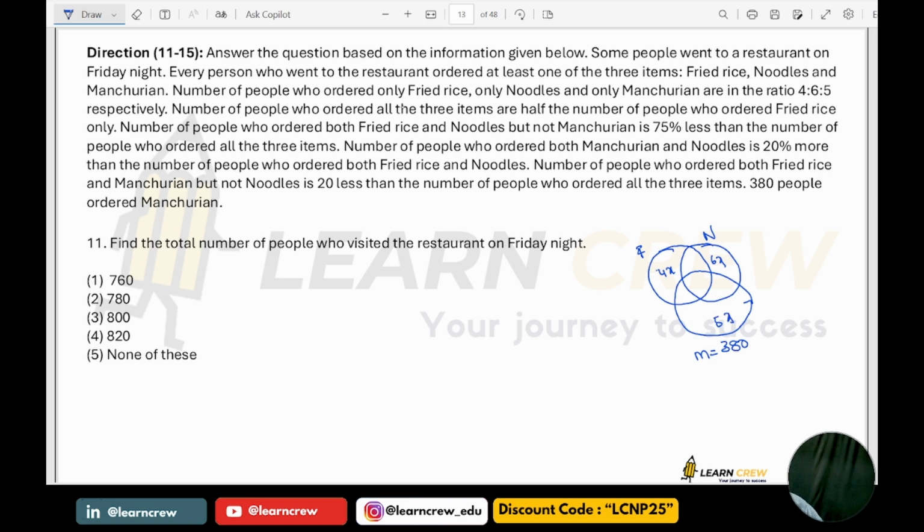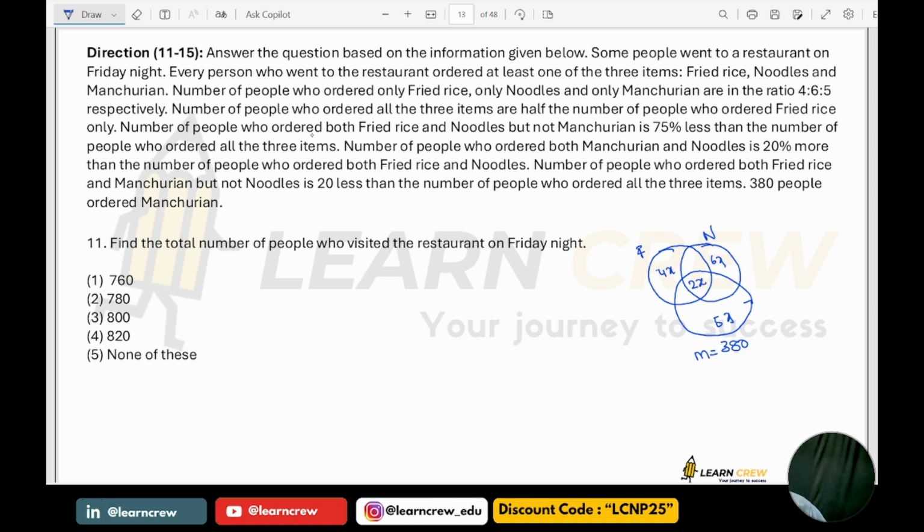The number of people who ordered all the 3 items is half of the number of people who ordered fried rice only. So it is 2x. Fried rice only is 4x, so all three items is 2x.